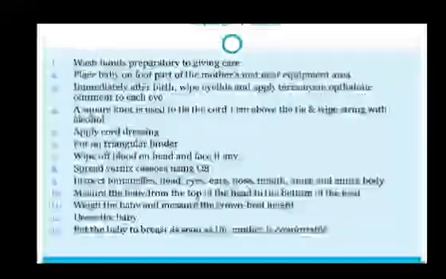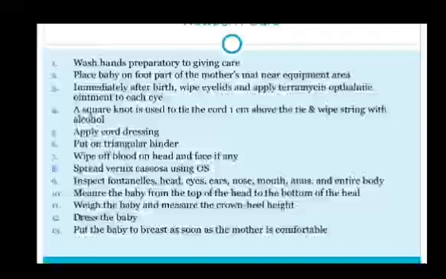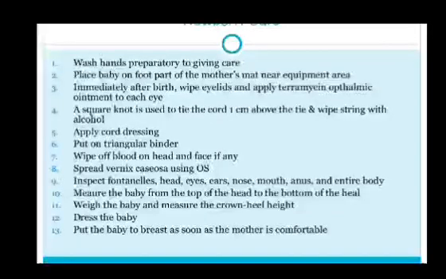Newborn care. Wash hands prior to giving the care. Place baby on the foot of the mother's mat near the equipment area. Immediately after birth, wipe eyelids and apply the Terramycin ophthalmic ointment to each eye. A square knot is used to tie the cord 1 cm above the tie, and wipe the string with alcohol. Apply cord dressing. Put on a triangular binder. Wipe off the blood on head and face if any. Spread vernix caseosa using the oil.